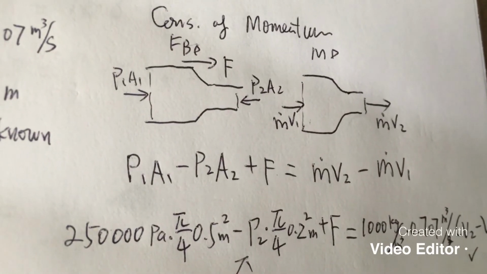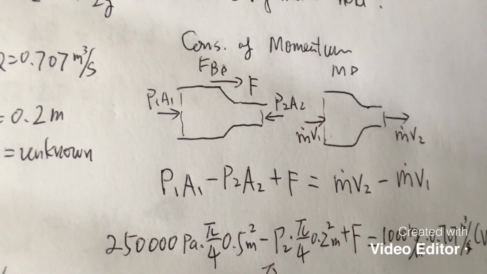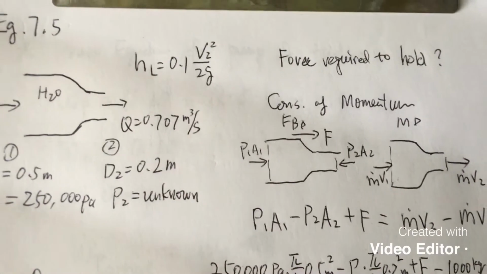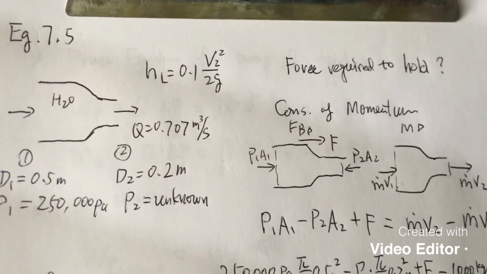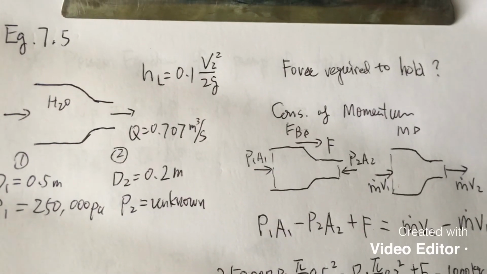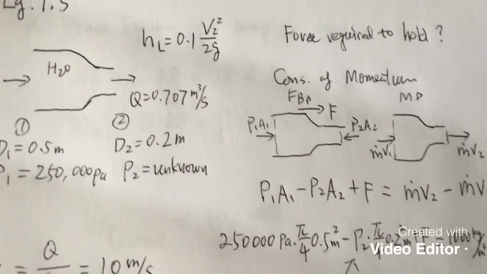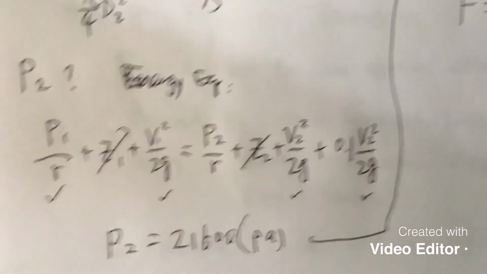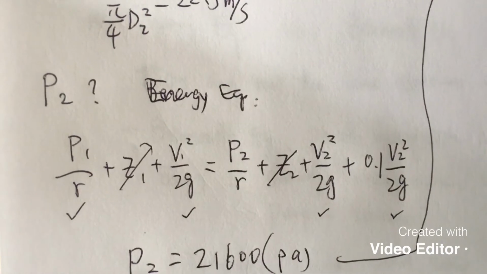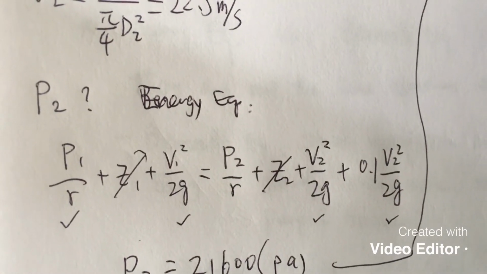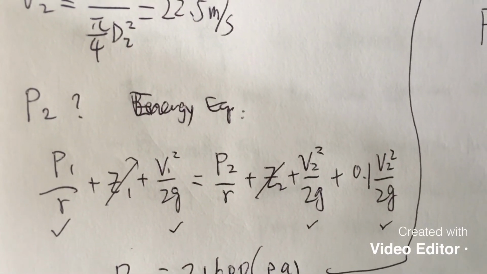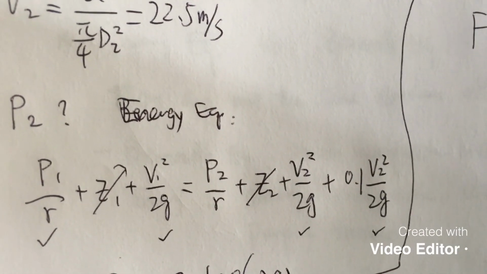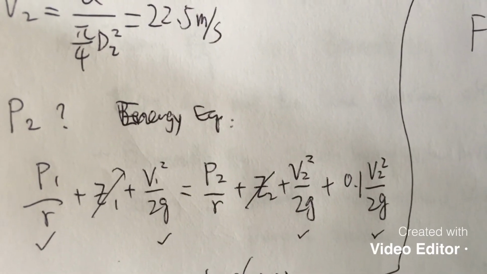Okay, so the next goal is to find out P2. So how do we find out P2? Which equation are we going to use? This is chapter 7, right? Obviously now we're going to use the equation from chapter 7, the energy equation in the pipe, right? So we write down the equation. P1 over gamma plus Z1 plus V1 squared over 2g equals P2 over gamma plus Z2 plus V2 squared over 2g. No turbine and no pump in this case, so only loss, plus 0.1 V2 squared over 2g.